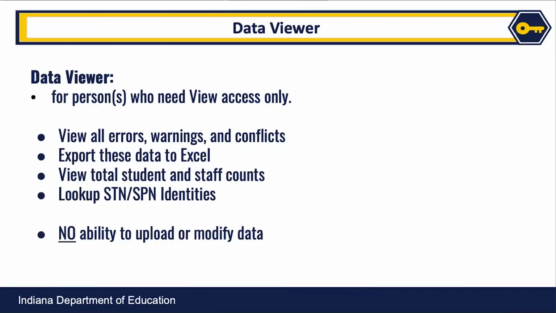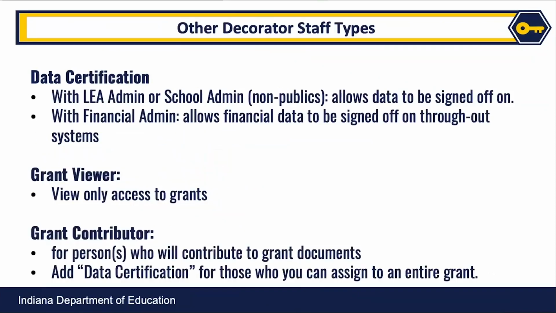These staff will have the ability to view total student and staff counts for verification. These staff will have the ability to look up STNs and SPNs, or identities. They will not have the ability to upload data utilizing the templates. A person with the data viewer staff type will not be able to view grant information within IntelliGrants.